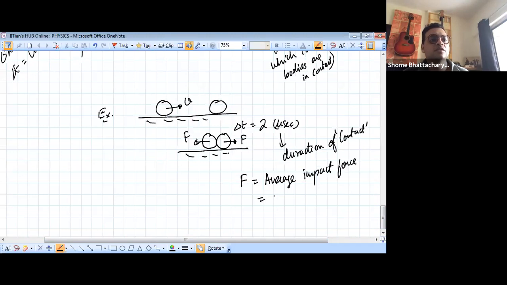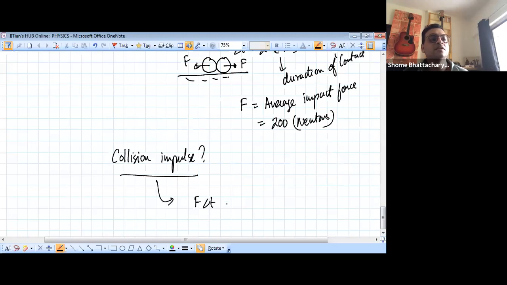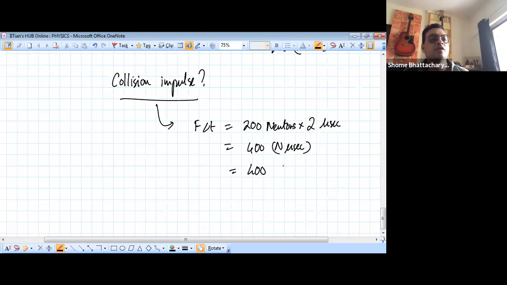And let's say the force is, whatever, 200 newtons. Then if I ask myself, what is the collision impulse? Collision impulse kitna hai? So the collision impulse is F delta T. So it will be 200 newtons multiplied by 2 microseconds. So that will be 400 newton microseconds. Which we can further write as 400 kilogram meter per second square, that is newton, into microseconds. So we can write that as 400 into 10 raised power minus 6 kilogram meter per second square into second.